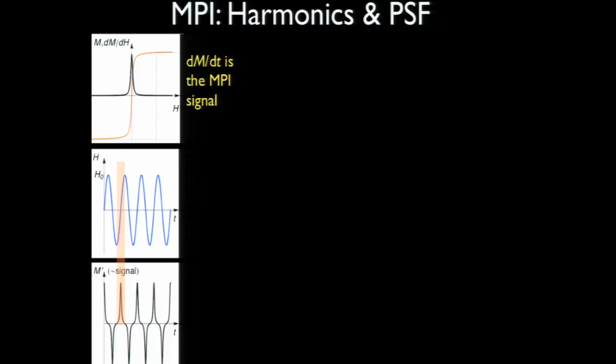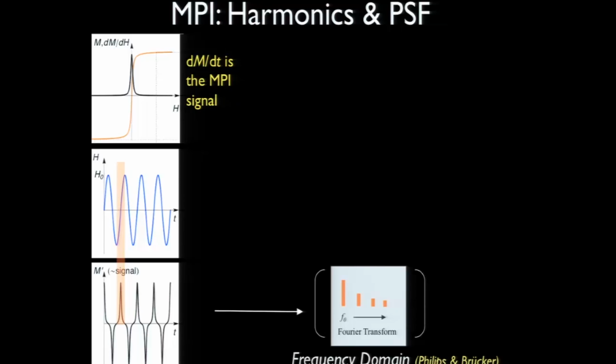So very quickly, just to tell you our perspective on how we approach the MPI problem. In MPI, of course, we have an AC magnetic field that excites a superparamagnetic particle, ideally speaking. And so you have a magnetization response, and essentially it's an inductive measurement. So you have essentially the derivative of the magnetization that we're interested in.